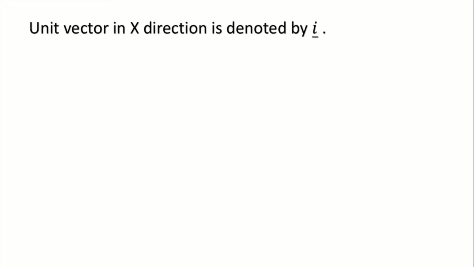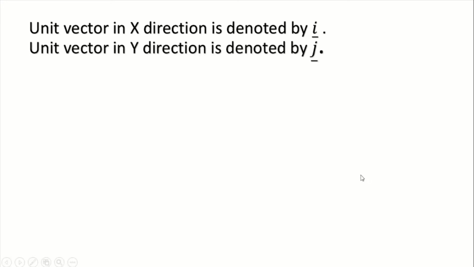Now we are going to talk about unit vectors in the x direction and y direction. The unit vector in the x direction is denoted by i, and the unit vector in the y direction is denoted by j.